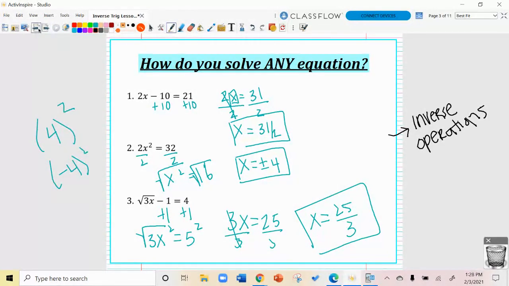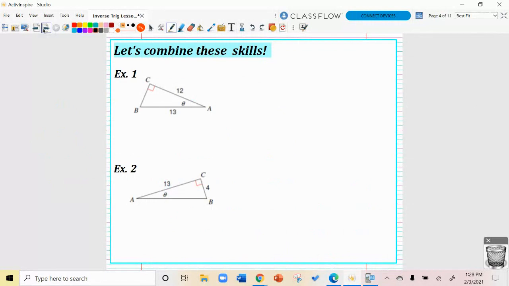And this is what we're going to be doing with trig as well, right? You've just been essentially simplifying. Yes, you've been solving, but you haven't had to figure out the angle, right? We've only known the angle. So now we're really going to have to use this idea of inverse operations and working backwards. So let's combine these two skills, what we know about trig and what we just briefly chatted about as far as inverse operations.